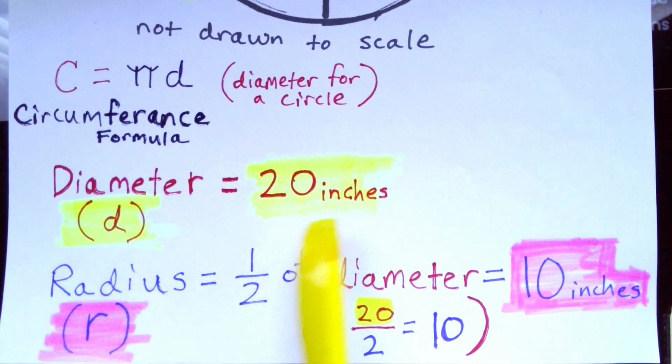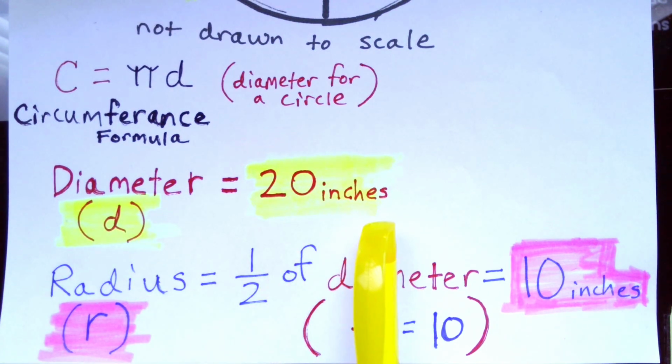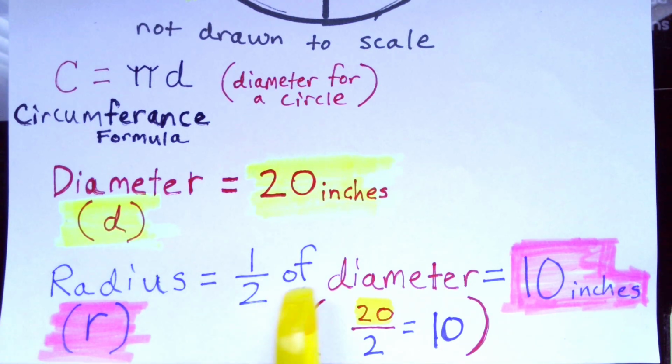So if you were to take that diameter of 20 inches and cut that in half, because the radius is equal to half of the diameter, 20 divided by 2 equals 10. You know our radius value is 10.